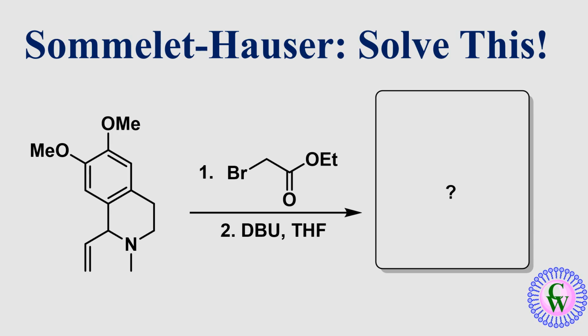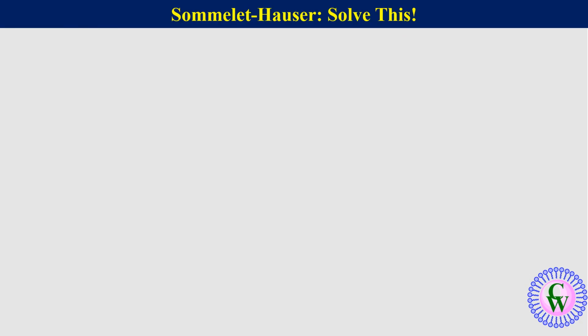In this video we are going to solve a problem based on Sommelet-Hauser rearrangement. Here we have to find the structure of product along with the mechanism. Let's go through the mechanism to find the structure of product.